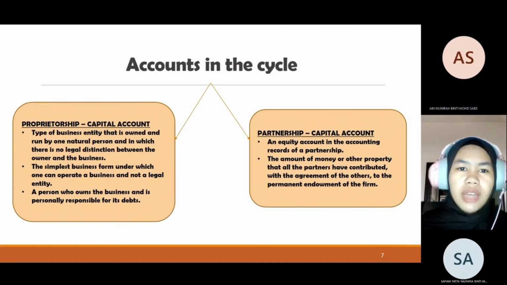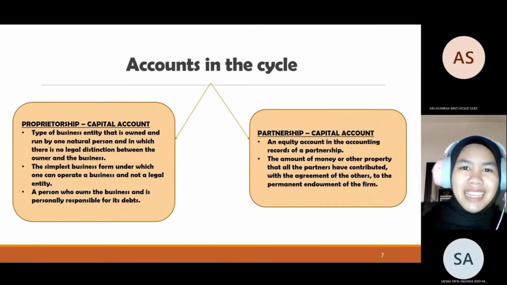Other than that, we also have capital account, which is proprietorship. This type of business entity is owned and run by one natural person and in which there is no legal distinction between the owner and the business. It is the simplest business form as one can operate a business that is not a legal entity. However, the person who owns this type of business is personally responsible for its debt because it is an unlimited liability company. The liability is not capped and the obligation can be paid through the seizure and sale of the owner's personal assets.